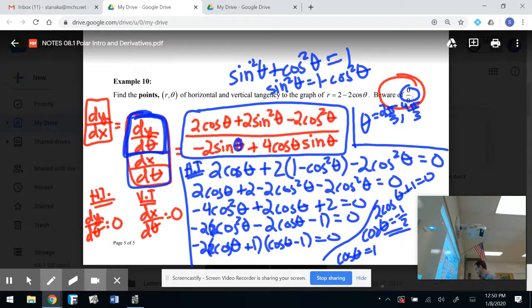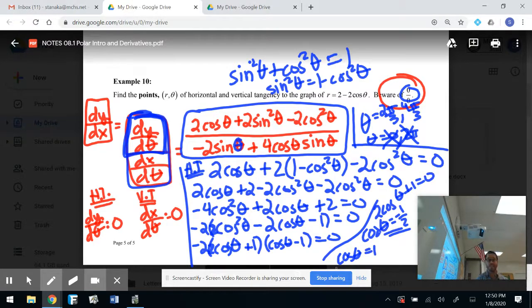Now, cosine theta is equal to 1. When is cosine theta equal to 1? At 0 and at 2 pi. Are those both going to be okay? Let's check it out. I really just have to check the bottom. Let's put a 0 in there. I get 0 over 0. That means 0 over 0 is no good. That means 2 pi is no good because it's going to give me a 0 over 0. So that's the only correct answer there.